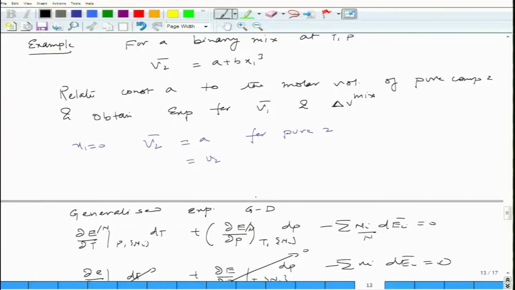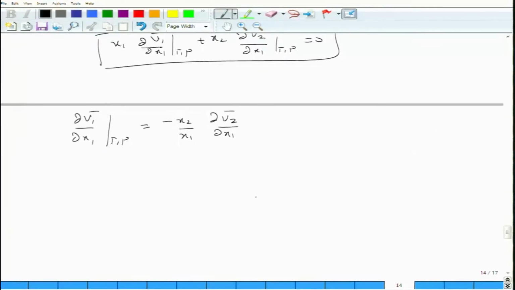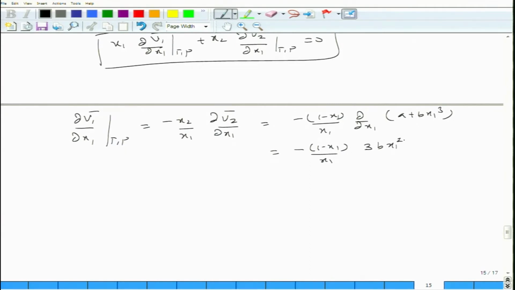V2 bar is a plus b x1 cube. So now we can take the derivative, this is minus of this, and this is going to be b x1 cube. I can rewrite this, take the differentiation here: minus 1 minus x1 times 3b x1 square. So x1 gets cancelled and I have the expression now as 3b x1 square minus x1.